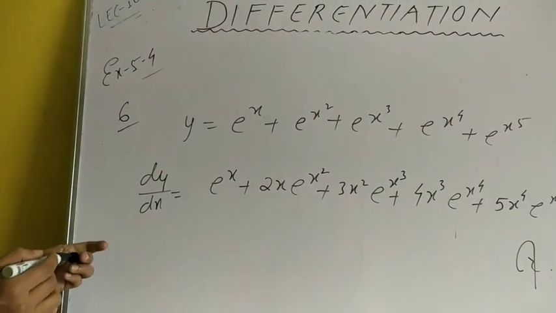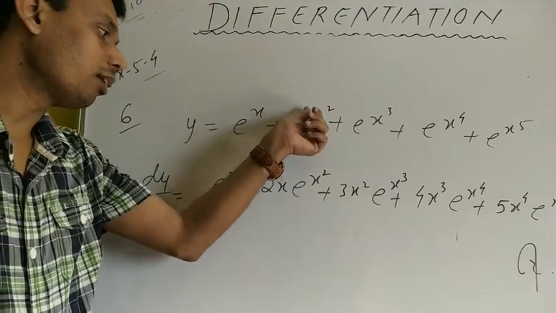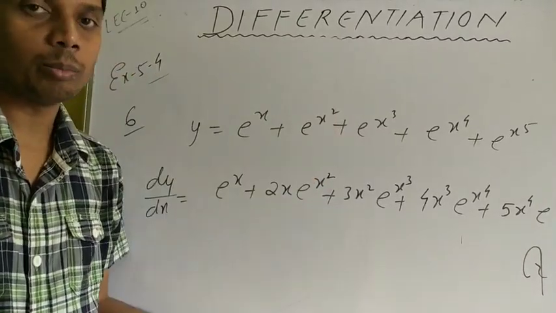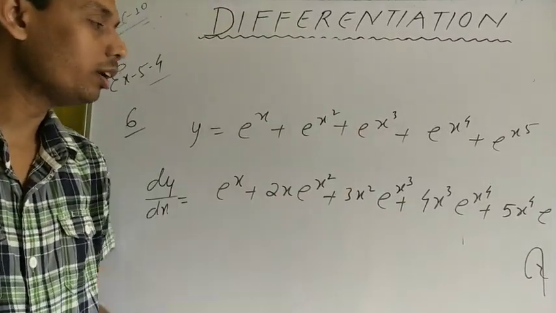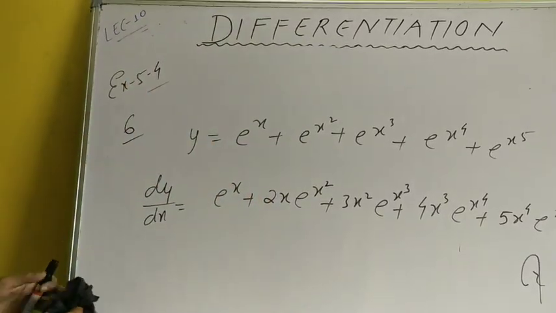Okay, so again this is the simple chain rule. E to the power x, its differentiation will be e to the power x, and then x to the power n gives n x to the power n minus 1. That is how we have differentiated this function. Okay, now after this, question number 7.